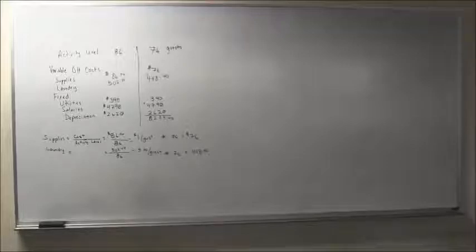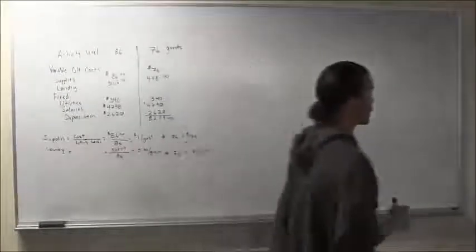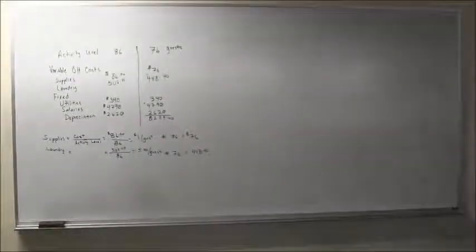Are there any questions on that? Okay. All you're doing is looking at the activity level, calculating the rate for the variable cost, and then reapplying that for the new activity level. The fixed costs will carry over at the same amount.